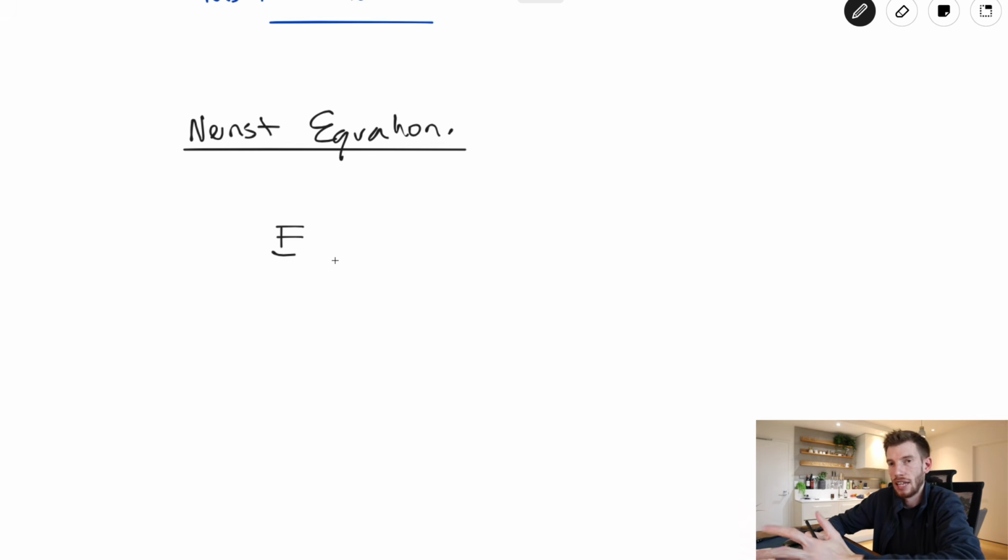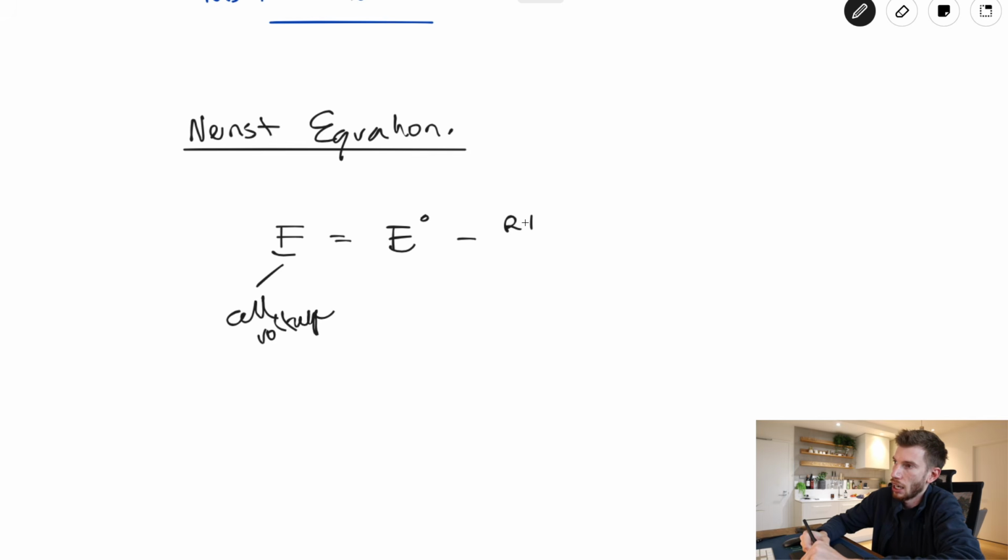So this is for non-standard conditions. You can still get the E or the cell potential or voltage. Let's just call it voltage. So it's the E naught that you get from the table, but then it's take away RT on usually ZF, and then natural log of the reaction quotient. So this is just from the table, and then we've got a few constants here, right?